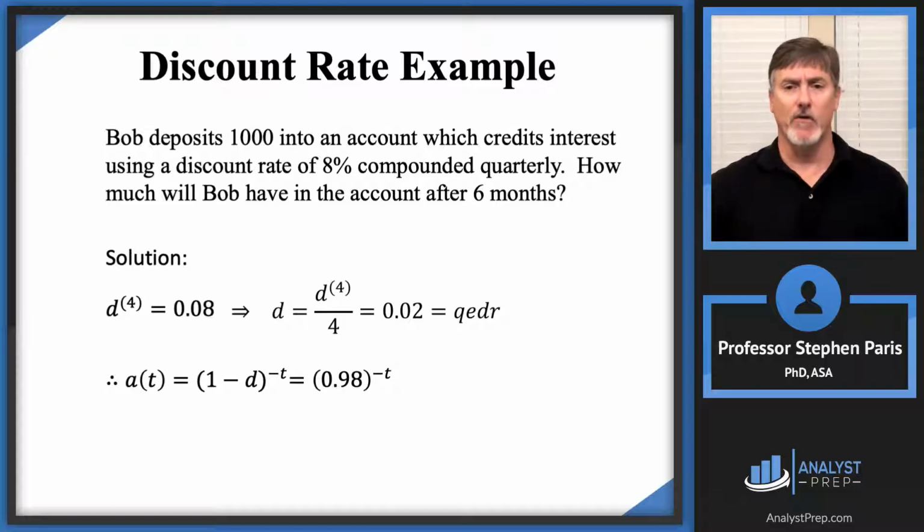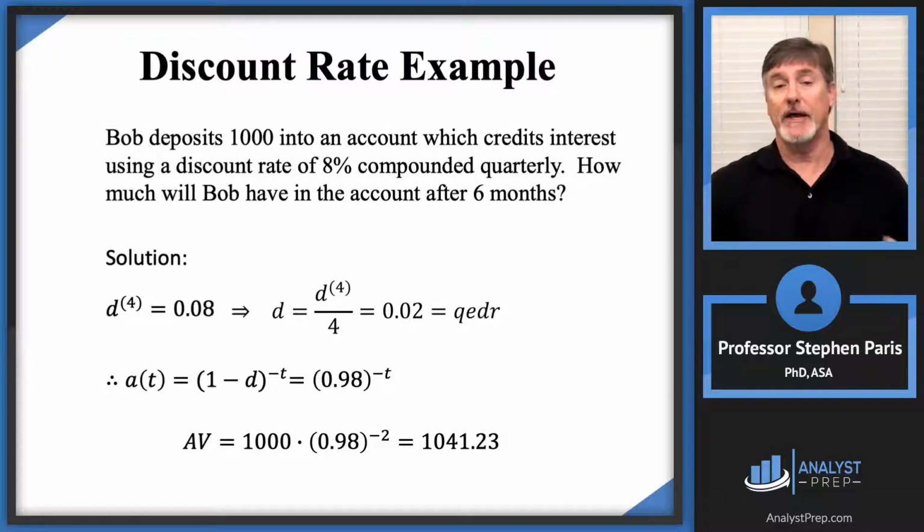Again, just as before, I'm looking at a 6-month accumulation. 6 months is 2 quarters, so I'll plug in a 2 for t, and I'll see that the accumulated value of that 1,000 is 1,000 times 0.98 to the minus 2, and going through the arithmetic, you'll see that that's $1,041.23. So again, this is a discount rate compounded quarterly.